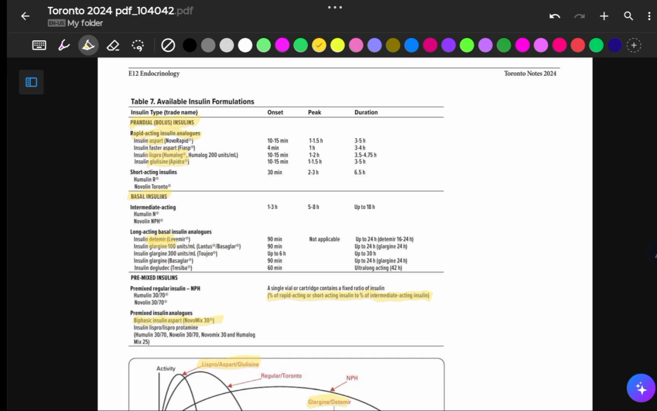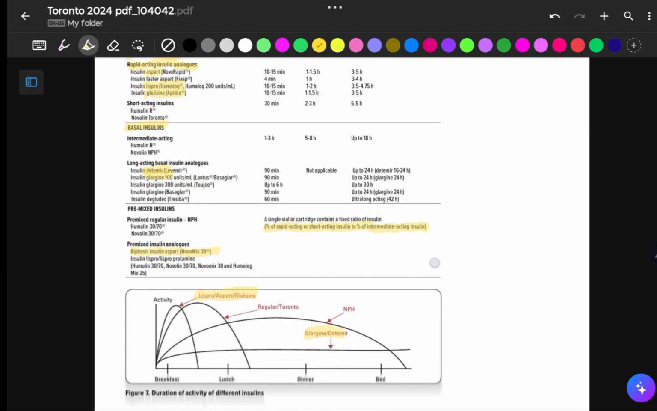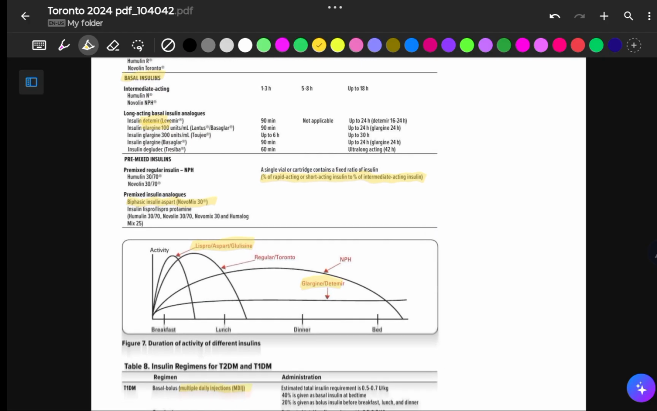Okay, so all of them have different onset, usually about 90 minutes. So the onset is slow, but duration is long, so it can last up to 24 hours, most of them. All right, then you have what is called your premix insulin. An example is your premix regular insulin. This one being Humulin and Novolin. Another premix insulin analog, biphasic insulin aspart. Then you have insulin lispro, so basically this is a mix of insulins.